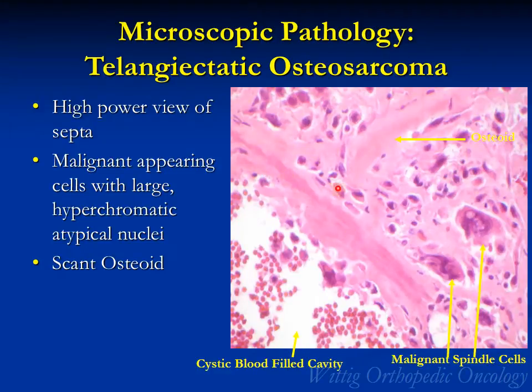This is a higher power view, where you can see the walls of the septa, and you can see these malignant spindle cells. Normally cells do not look like this. They do not have these large, bizarre nuclei. The nuclei are different sizes and shapes. There's pleomorphism, there's mitotic figures, and then in the wall of the septae there's ossification going on, or osteoid production. Okay, it's very scant osteoid production, but there is osteoid production. This should cinch the diagnosis of a telangiectatic osteosarcoma.